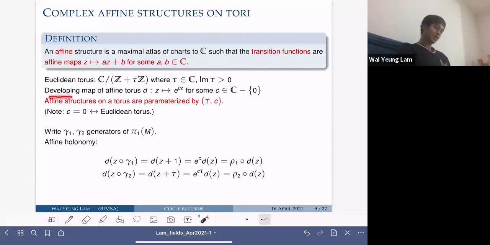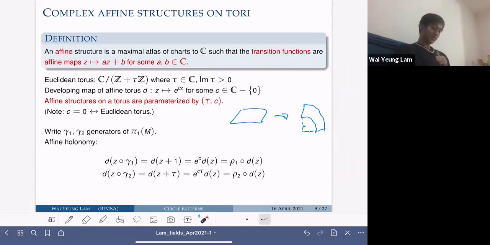For the affine torus, what can we do? The developing map of all these affine tori can be given by this mapping: you take z and apply an exponential map, e to the power cz, for some non-zero number c. If you map your torus this way, you might get something like this. This is the origin. The message here is that affine structures on the torus are parameterized exactly by these two numbers, tau and c. In the case that c is equal to zero, it gives you the Euclidean torus. So this is what we are going to look into.